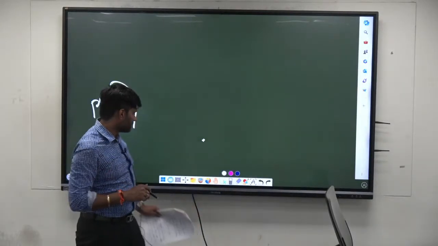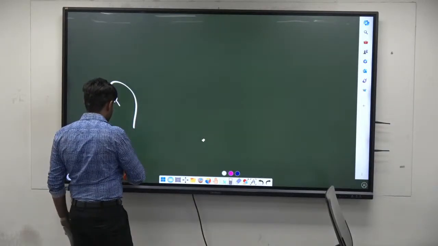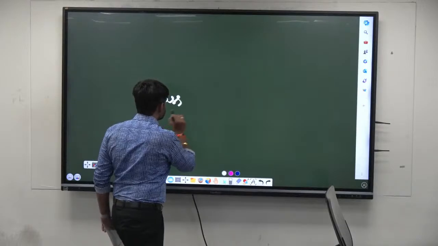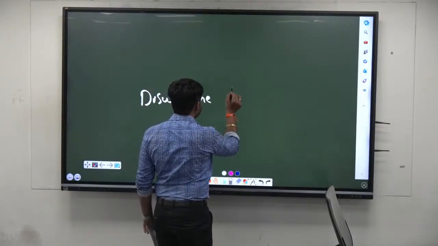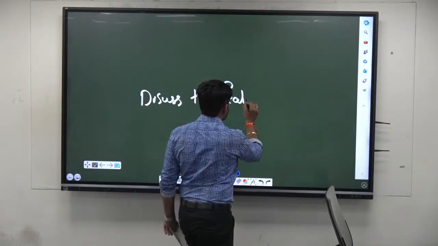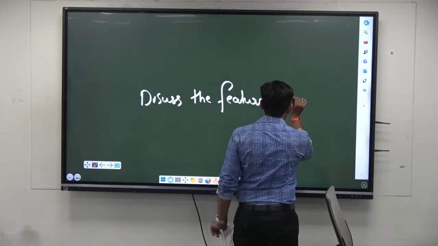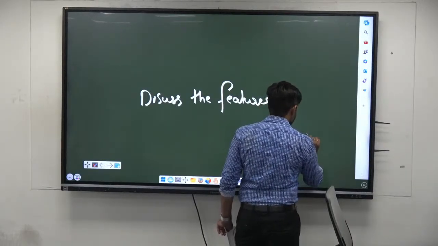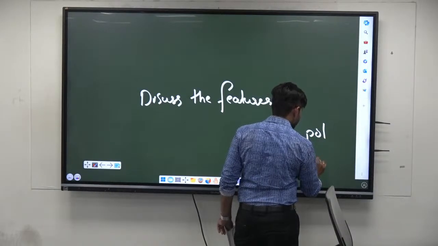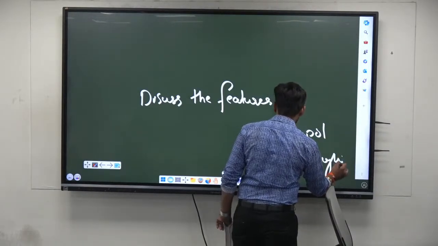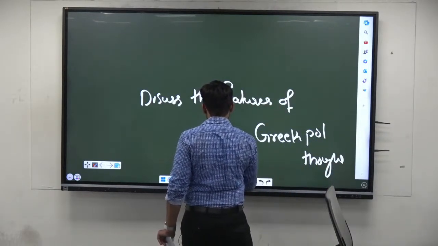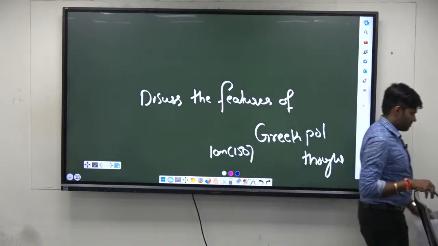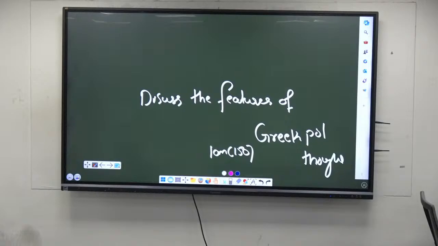So let us think, if they ask a question, discuss the features of Greek political thought. So how will you write your answer? I am not asking the exact answer, just tell me the structure. Let us think they'll ask for 10 marks, 150 words. How will you write the answer?